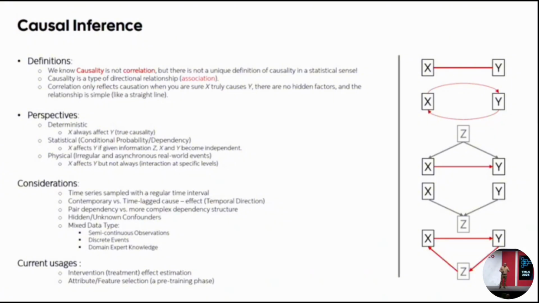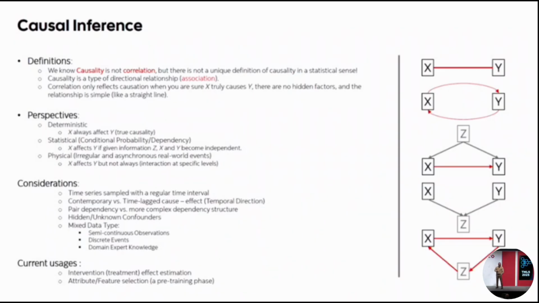So for example, time series is sample observations at equal time distances with regular time intervals. Contemporary versus time lag causality. Pair dependency versus more complicated forms of dependency. Hidden or unknown variables or confounders, or we say latent confounder variables. And also we have mixed data types in most real world scenarios, like semi-continuous observations, discrete events, or domain knowledge experts. Sometimes you need to combine all of them in the same application.